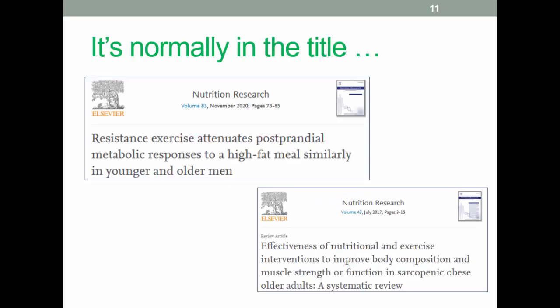Here's a couple of papers taken randomly from nutrition research. The first is a single research study, so it's acceptable here. The second is a review, as clearly stated in the title. That would be excluded. It would not be capable of being used in this type of study. So this type of paper is not appropriate to this exercise.